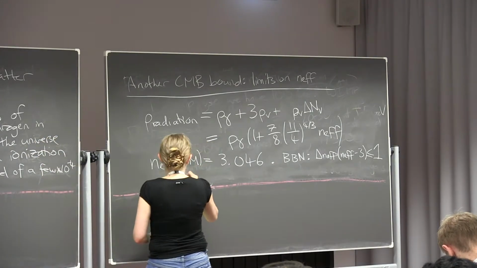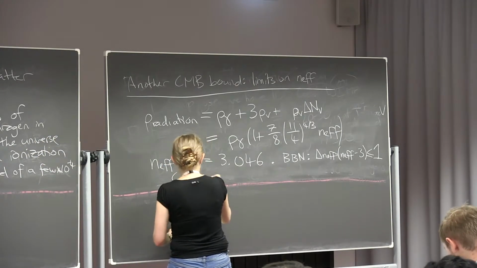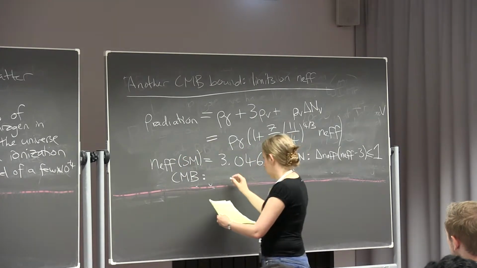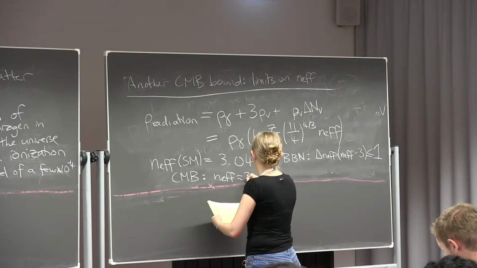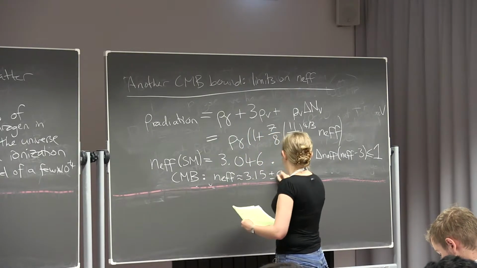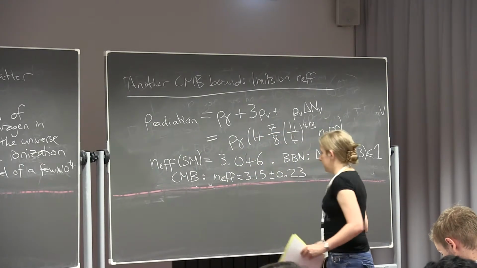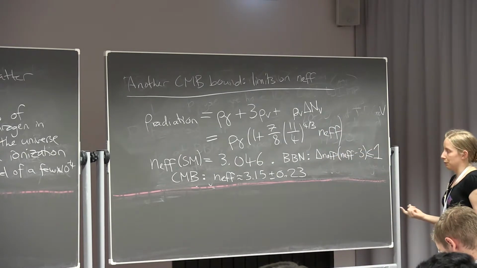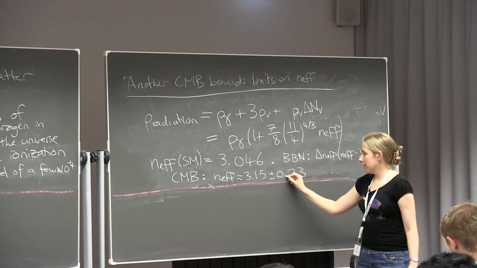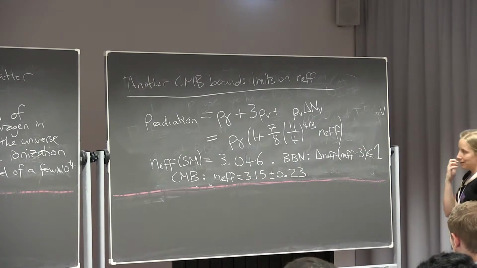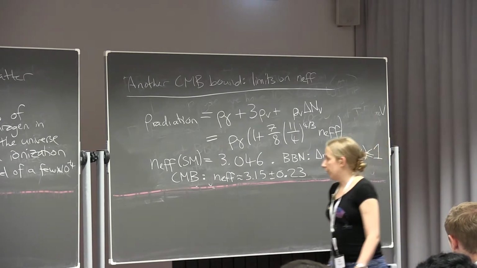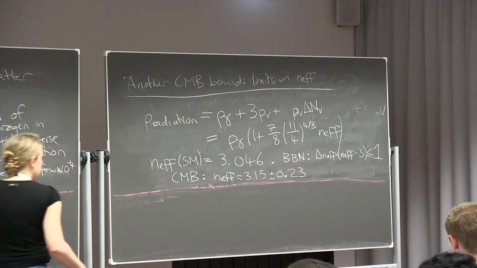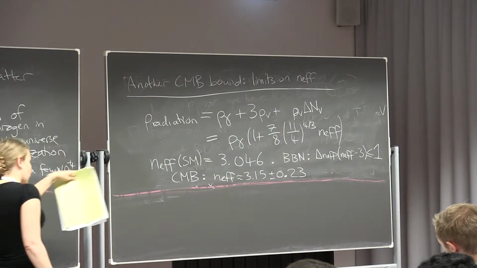From the CMB, the current constraints on N effective are that Planck in 2013 found that N effective was about 3.15 plus or minus 0.23. This is a 1 sigma error bar, but still, it's pretty hard to accommodate even 1 extra neutrino-like degree of freedom. So how is this relevant to dark matter?